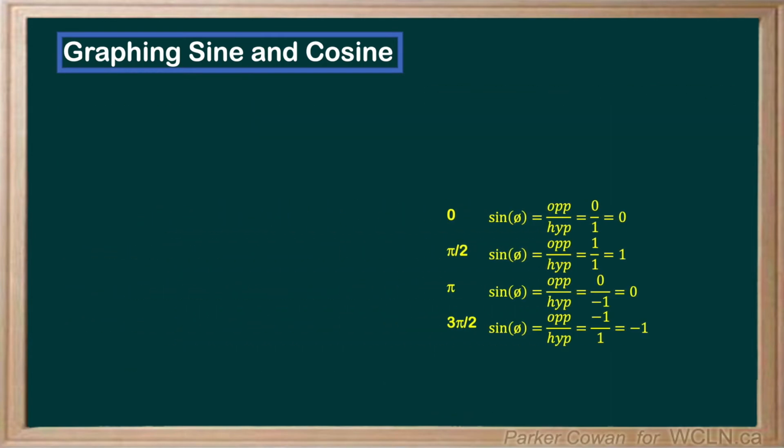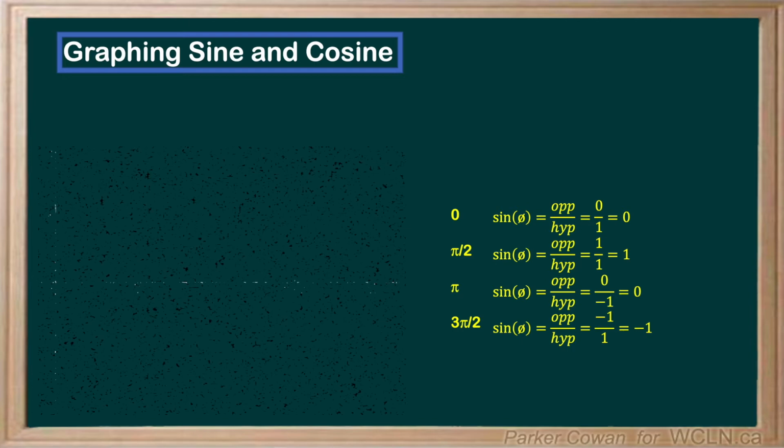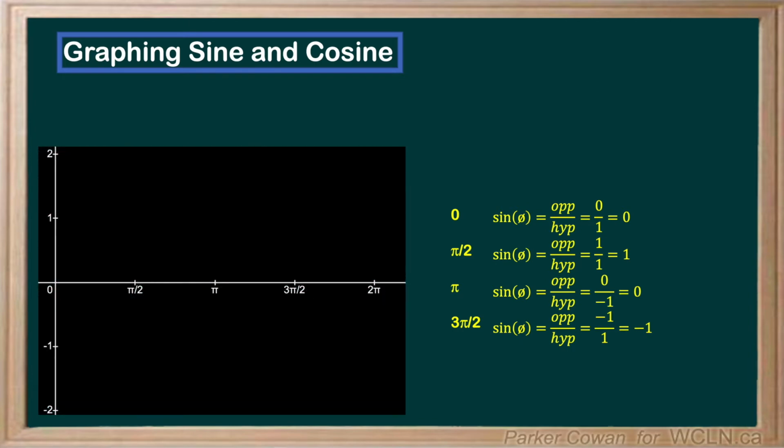Now that we've derived the main points of a sine wave, let's draw these points on a more traditional graph. Connecting these dots gives us the shape of the sine wave, which we'll be using for the rest of this unit.